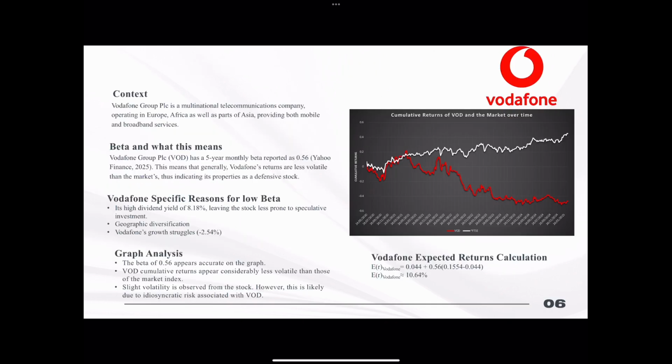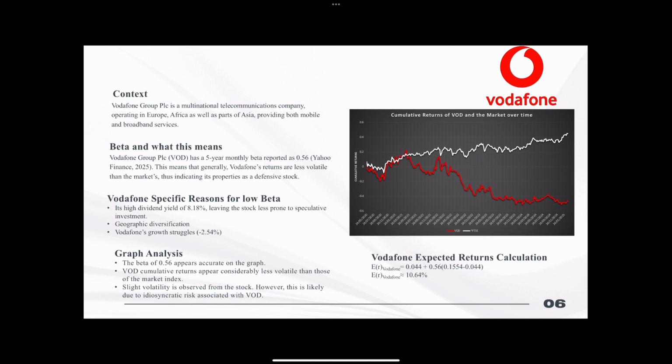Vodafone Group plc is a multinational telecommunications company operating in Europe, Africa, as well as parts of Asia, providing both mobile and broadband services. Vodafone has a 5-year monthly beta reported at 0.56, meaning that generally, Vodafone's returns are less volatile than the market's. Now, if we look at firm-specific reasons for the low beta given, we can see that Vodafone has a very high dividend yield of 8.18%, leaving the stock less prone to speculative investment and keeping the beta low.